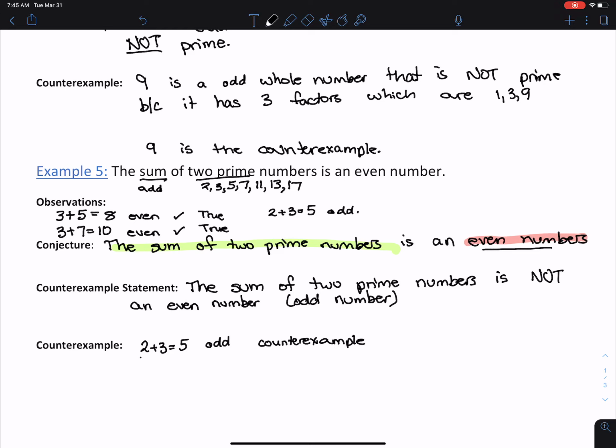So we have the condition: 2 and 3 are prime numbers. And then my answer is not even. So that's what I'm looking for. So this example right here, I'm just trying to find an example. This counterexample shows that my original conjecture is false. So this means that even though some of the examples are true, like this one and this one, the conjecture itself is false because it's not true for every single example we have.